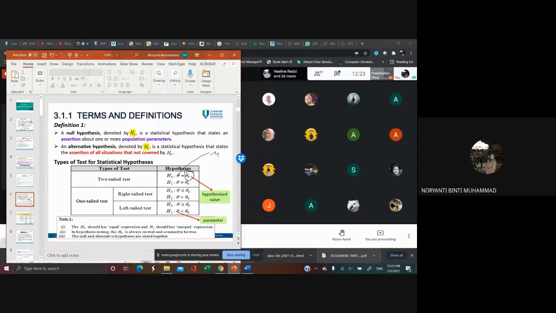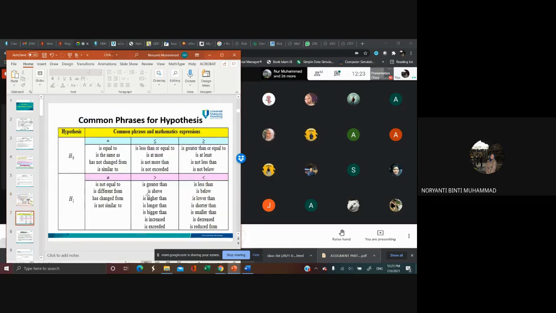We have the null hypothesis and the alternative hypothesis, and then we have two tail, right tail, and left tail. How do you know? Two tail when you have not equal. Right tail when you have greater than. Left tail when you have the left side. This follows the area of the rejection region. This is how you know whether it is greater than, right tail, left tail, or not equal. These are the common phrases that we use in the sentence.